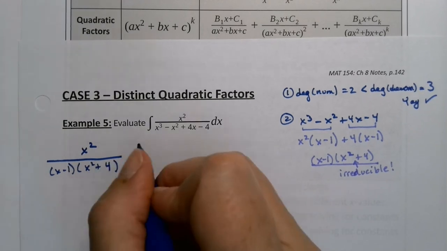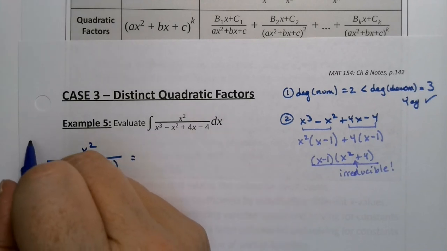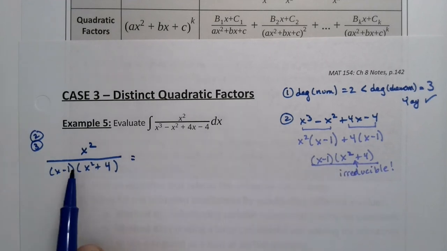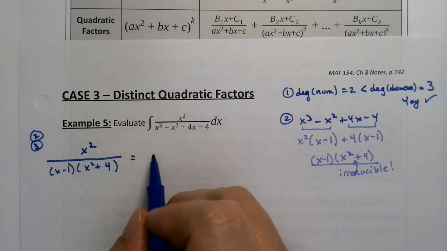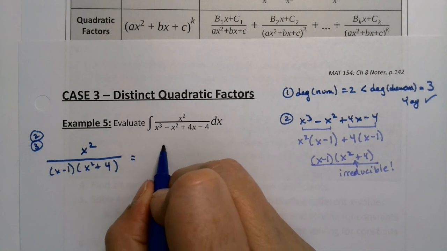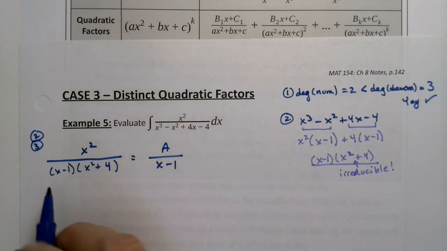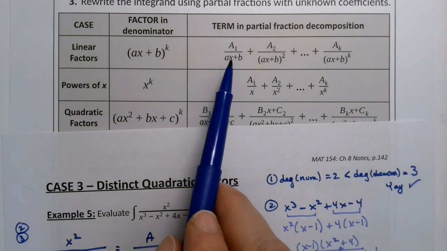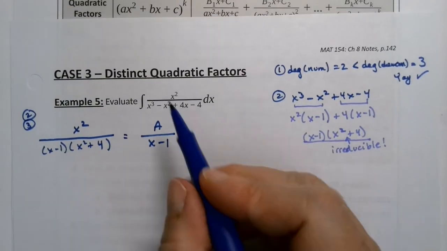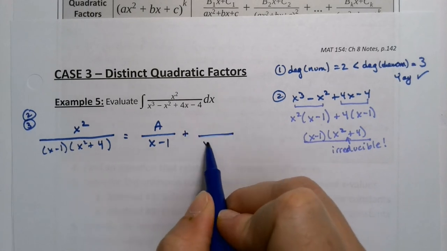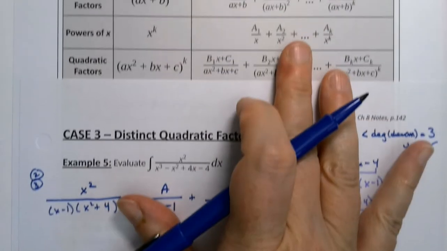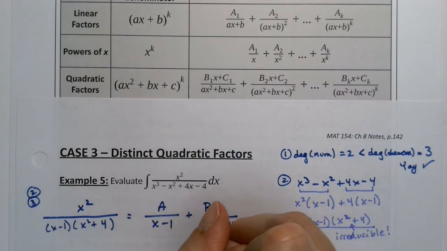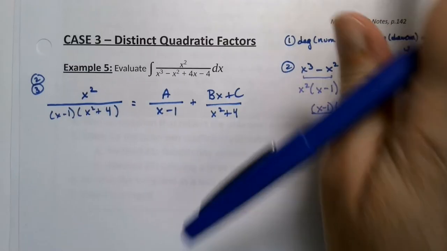quadratic term, is equal to, and I'm going to do two steps at once. So I'm kind of doing 2 and 3. 2 started over here, but I finished writing it over here. And then 3 would be to write it out. So it'll be A over x minus 1, because I have a linear term. Linear terms are a constant over that term right here. Plus, and then I have a quadratic term. So for a quadratic term, you write Bx plus C. So that's what I'll write, like that.